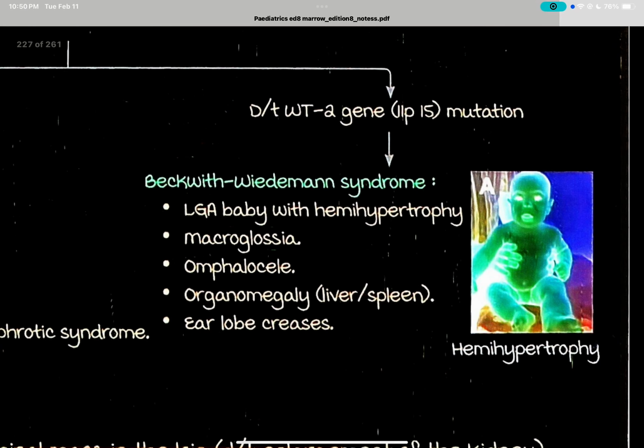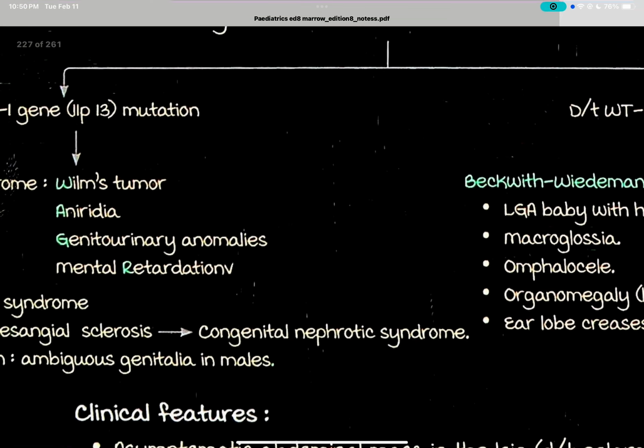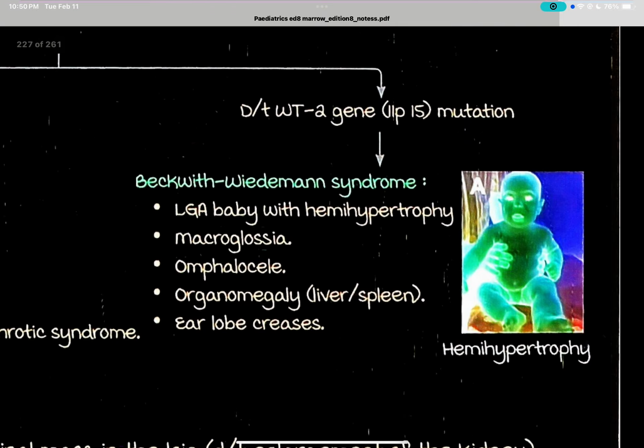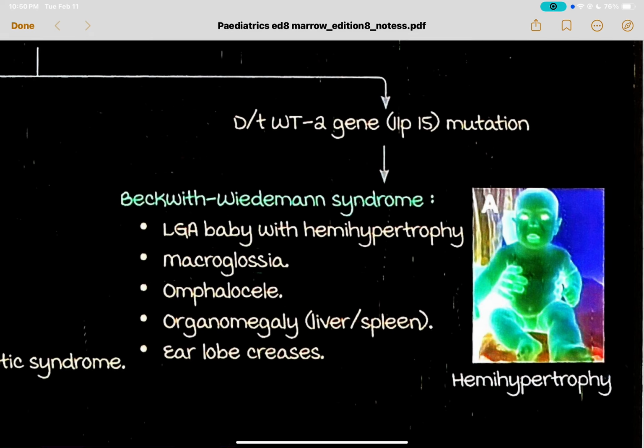Due to Wilms tumor type 2 gene, 11p15. Here it was 11p13, here it is 11p15 mutation. And the syndrome is Beckwith-Wiedemann syndrome. Large for gestational age baby with hemihypertrophy. A large baby, and that too with hemihypertrophy. You are suspecting Wilms tumor due to Wilms tumor type 2 gene, translocation 11p15 mutation.